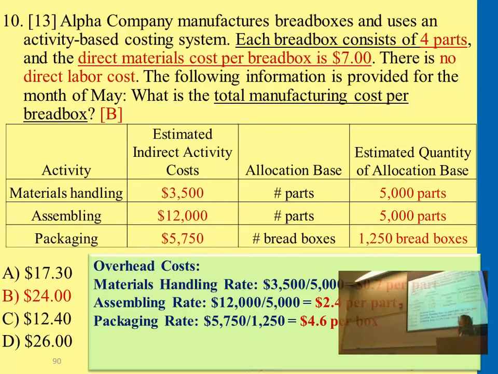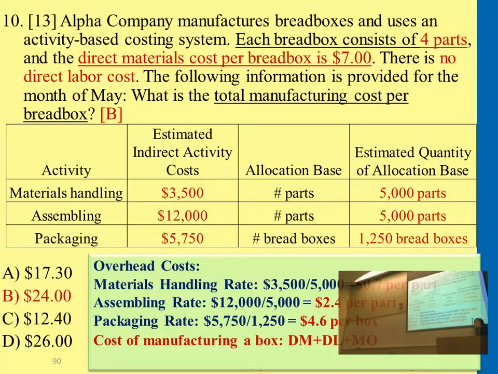So notice that all this information here relates to overhead only. So remember, besides overhead, we also have what other costs? Direct materials, we also have labor costs. But this problem tells us that we don't have any direct labor costs to consider. Right? There are no direct labor costs, but we do have material costs for each bread box that costs us $7 to produce it. So you'll be adding $7 plus direct labor 0 plus manufacturing overhead, which relates to these 3 activities.